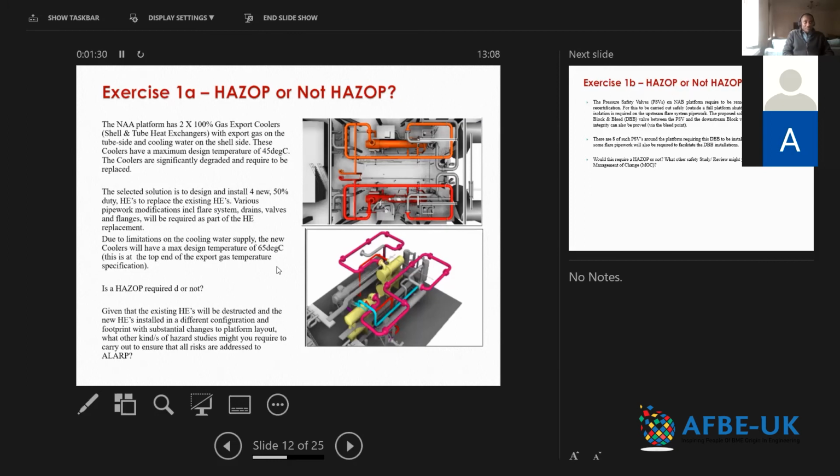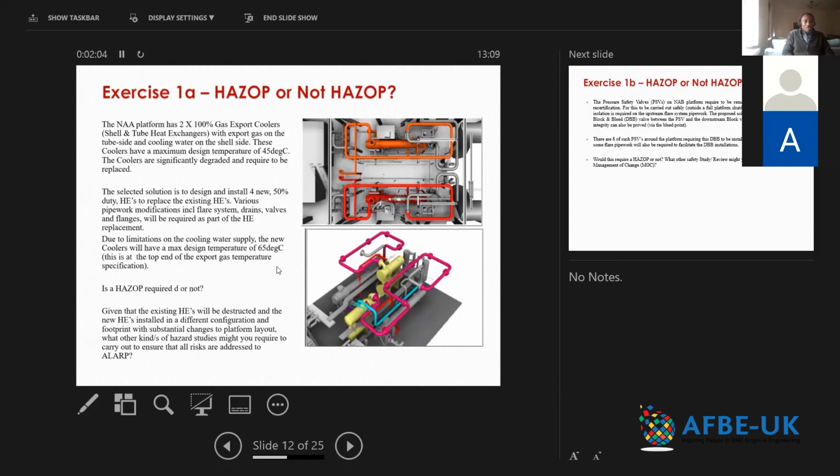The solution for that replacement is to design and install 4 new 50% duty heat exchangers to replace the existing heat exchangers. So the modification includes modifications to pipe work, including the flare system, drains, valves, and flanges. Now, due to the limitations in the cooling water supply, the new coolers will have a maximum design temperature of 65 degrees C. So we are not able to get enough cooling water through the system to get on the shell side of those heat exchangers.